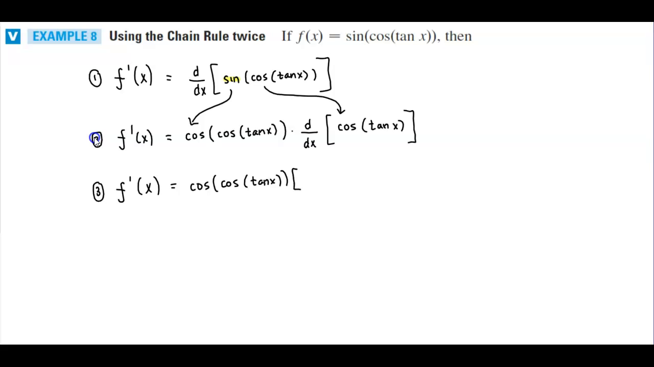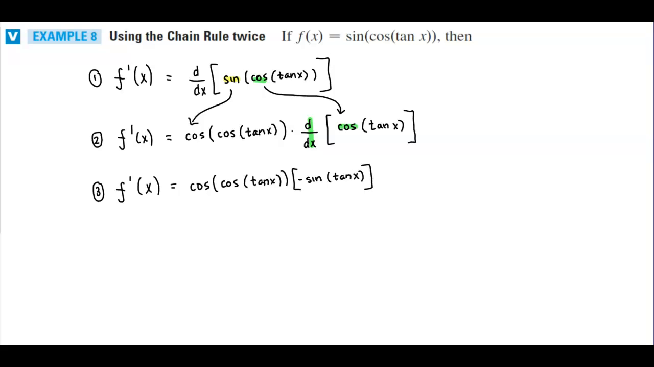times, well, okay, here what we're doing is now we're taking the derivative of the middle, which is this cosine here. So what is the derivative of the cosine? Well, we know the derivative of the cosine is negative sine, and then what's left is the tangent of x.